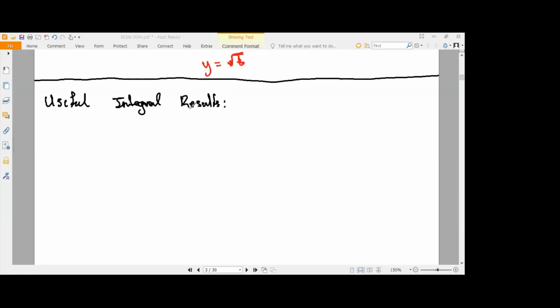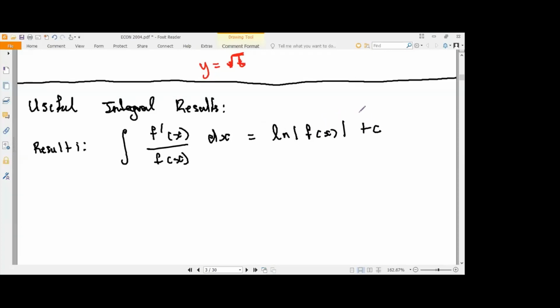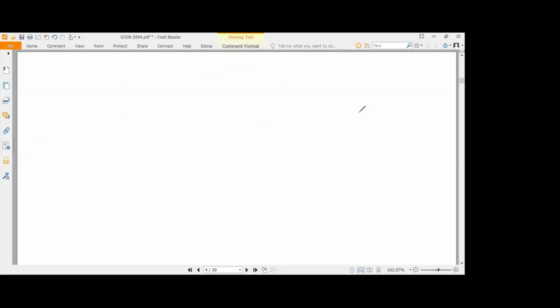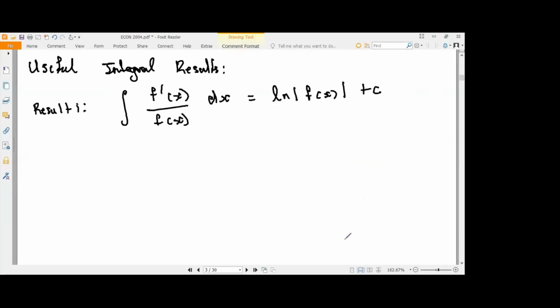So let's look at some useful integral results, ready? The first result, let me just write it as result 1, or property 1, or whatever you want to call it. Here we're saying that when I have a quotient with the differential of the function in the numerator and the function in the denominator, and I'm integrating with respect to x, then the result is just going to be ln mod of f(x), what's in the denominator, plus c. This is the first result that we're going to be looking at. It's very useful. In fact, we use it a whole lot in actuarial practice, so it would make sense that you guys know it.